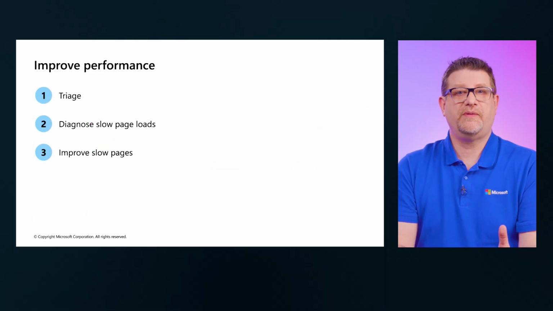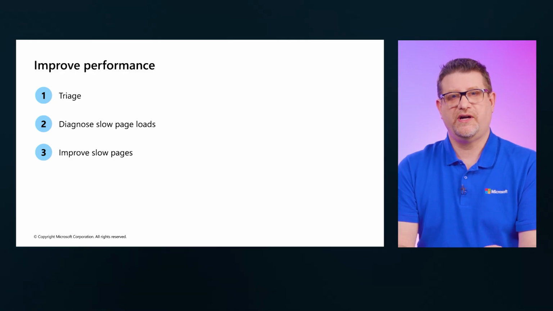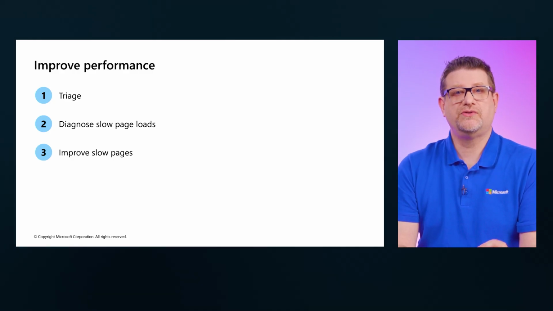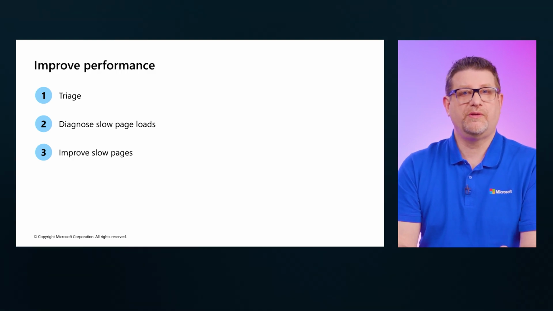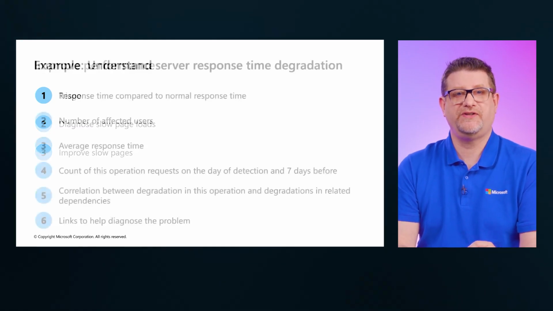Improving performance in software applications is all about being proactive and methodical. The process starts with triage, quickly assessing which users or parts of the system are affected by the slowdowns or issues. And then once we know where the problem lies, the next step is to diagnose what's causing these slow page loads or degraded experience. This might involve looking at logs, metrics, or using tools that highlight bottlenecks and inefficiencies.